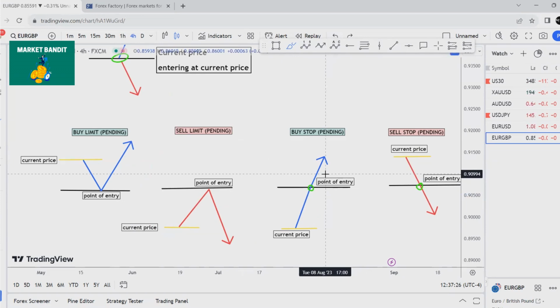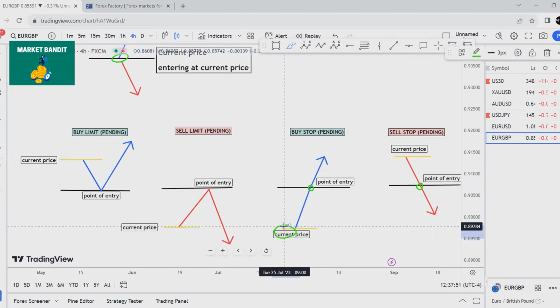Now, the next one we have on our list is buy stop. So this is fantastic for traders that love breakouts, right? You set a price higher than the current market price. If the market breaks through that level and continues rising, your buy stop order activates, letting you jump into the upward trend. So for example, current price is here, right?